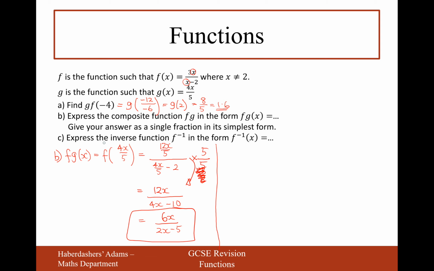Let's move on to the next one, part C. Express the inverse function of f in terms of f inverse of x. Okay, so the way we do inverse functions is we do y equals 3x over x minus 2. And now we rearrange the equation to make x the subject. So first of all, I need to get rid of the fraction component, so I'll times both sides by x minus 2.